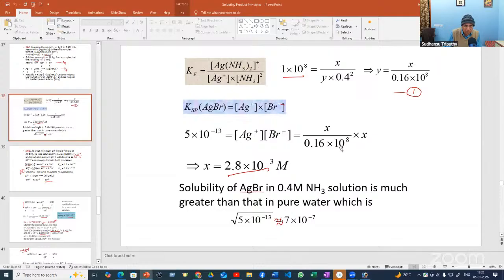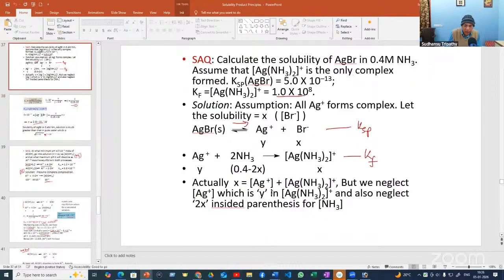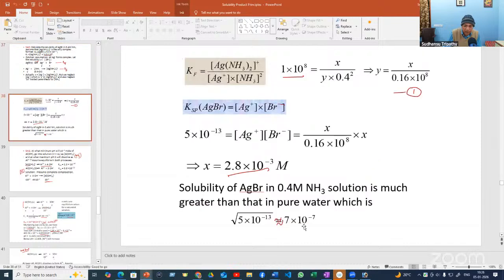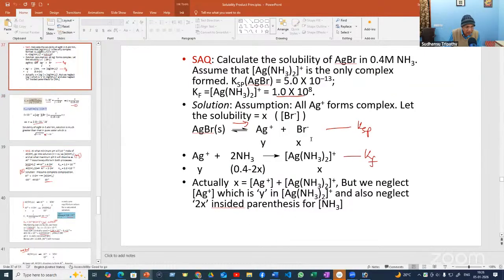So there are two equations. One is x square is equal to this. From this second equation, we get x and we put x here to find y. So solubility of AgBr in a solution is much greater than in pure water. In pure water, in square root method, simply square root of KSP will give you 7 times 10 to the minus 7. But now it is 2.8, because x is the concentration of the uncommon ion and that is the solubility.